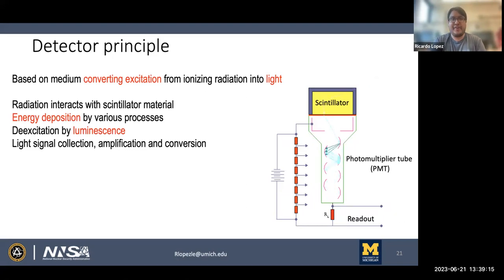If there's any questions regarding specifically the processes for scintillation, I can get into a bit more detail on the physics if that's of interest for anyone, but otherwise for now, I'll just keep it very high level in terms of there's energy deposition within the scintillator, there's excitation as a result, and then subsequent de-excitation via luminescence or the emission of photons.